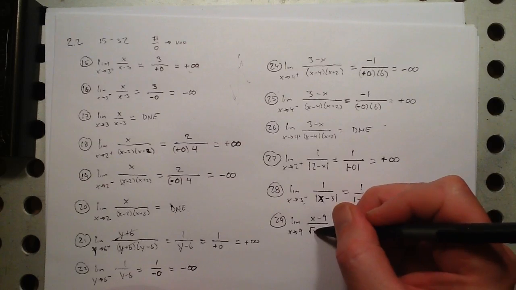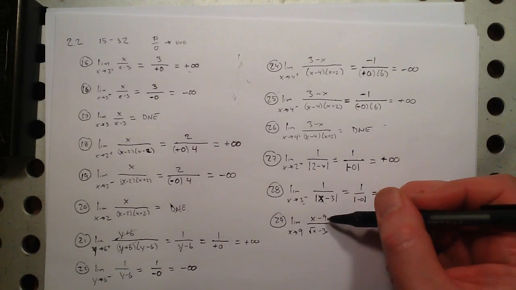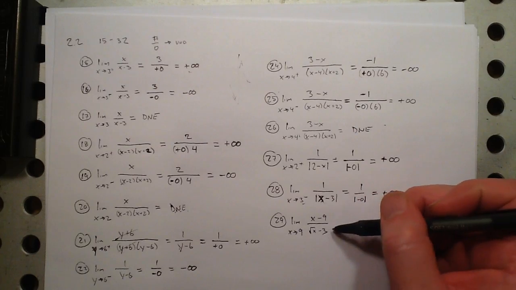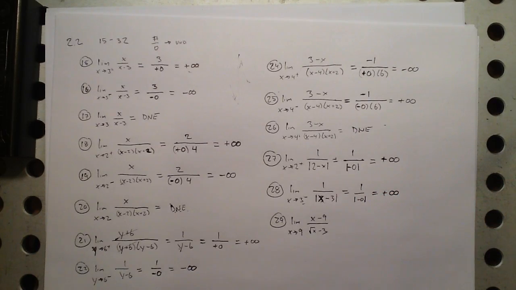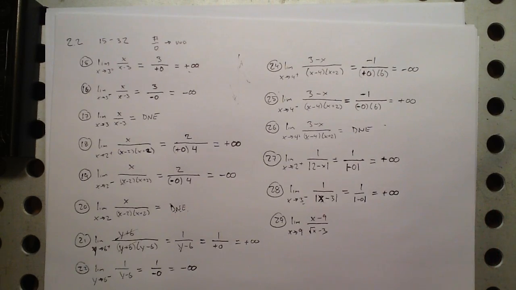This is a little different now. So how about this one? This is back to a 0 over 0. If I plug 9 in, 9 minus 9 is 0, square root of 9 is 3, minus 3 is also 0. So how do I deal with this? There's a couple of things you can do. I don't remember for sure whether I showed you an example like this or not. Maybe I did, maybe I didn't.